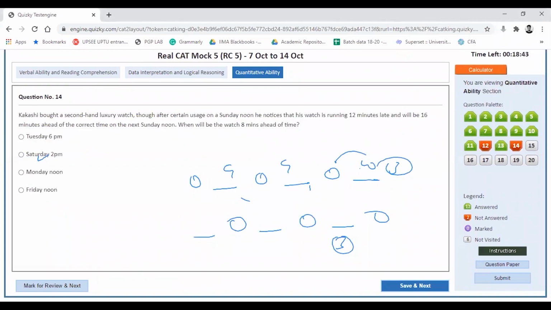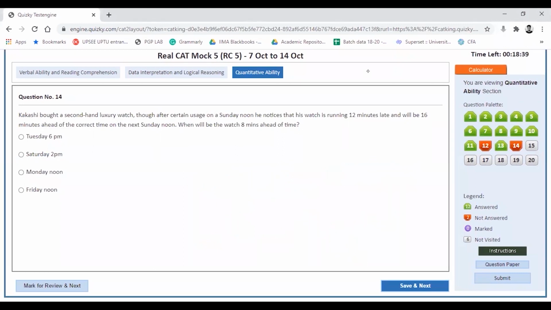Great stuff. Okay. Kakashi bought a second-hand luxury watch after certain uses on Sunday noon. He noticed that his watch is running 12 minutes late, and will be 16 minutes ahead of the correct time on next Sunday noon. When will the watch be 8 minutes ahead of time?